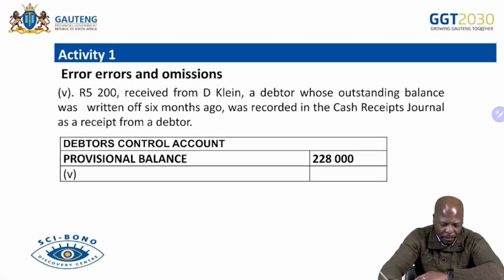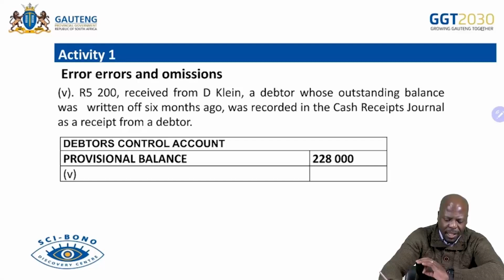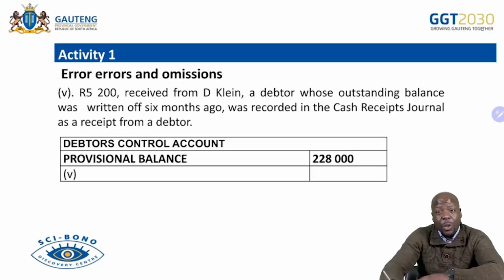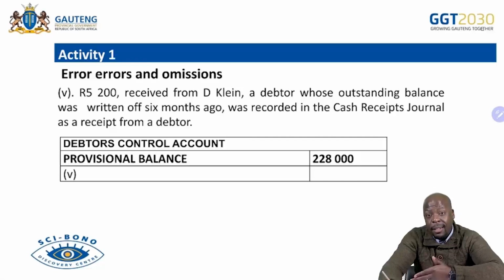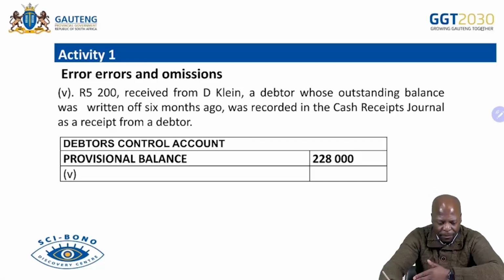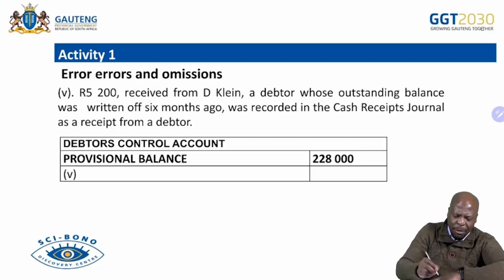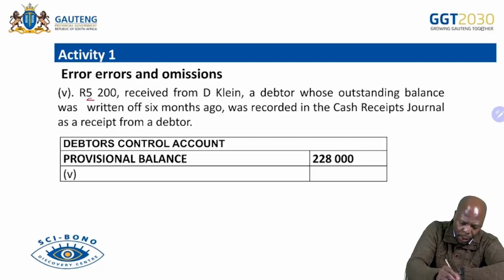And it reads, 5,200 received from D-Claim, a debtor whose outstanding balance was written off 6 months ago, was recorded in the CRJ as a receipt from a debtor. All right. So D-Claim was not part of our debtors list, which we're dealing with now. So it says the 5.2 which we receive from D-Claim.